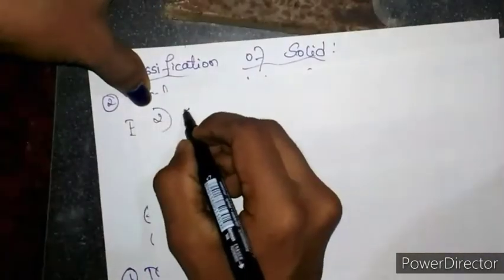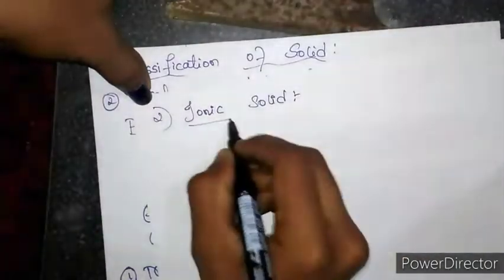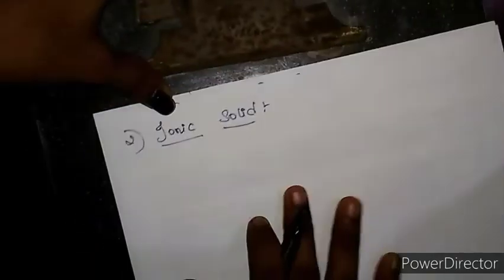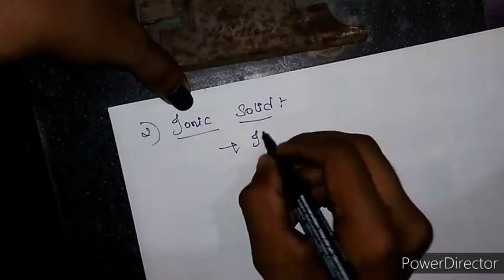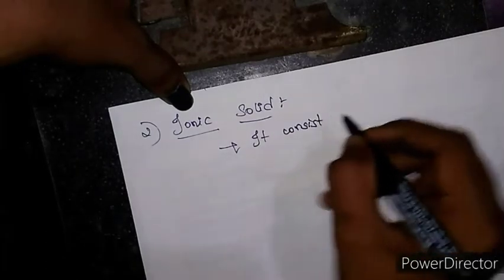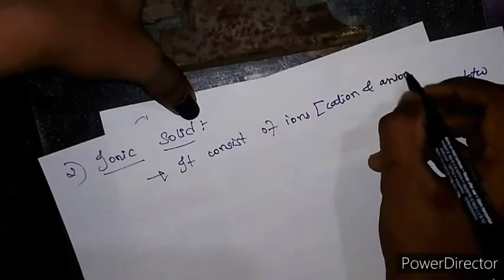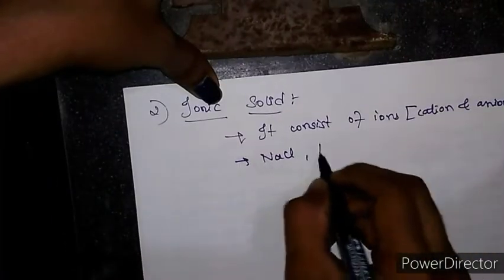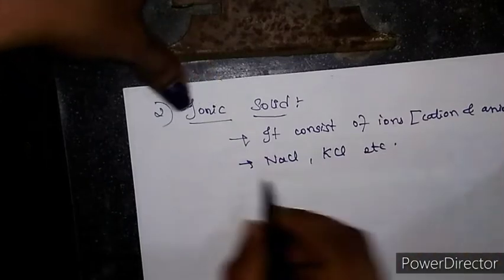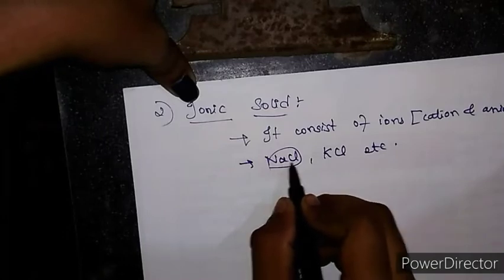Second, ionic solid. In this type of solid, we can see the ions. It consists of ions. What are the ions? Cation and anion. I will give an example for this ionic solid. Examples like NaCl, KCl. All these are examples of ionic solid, because this type of solid contains ions, cation and anion.